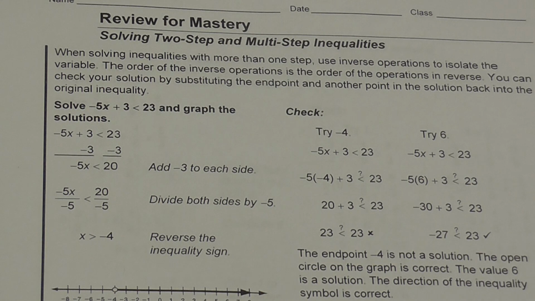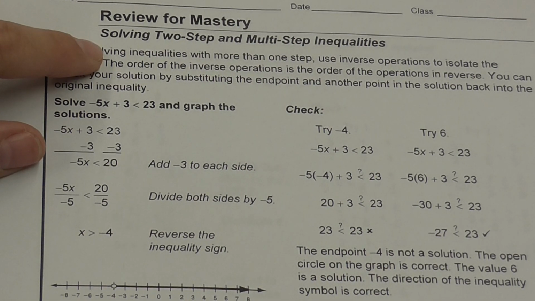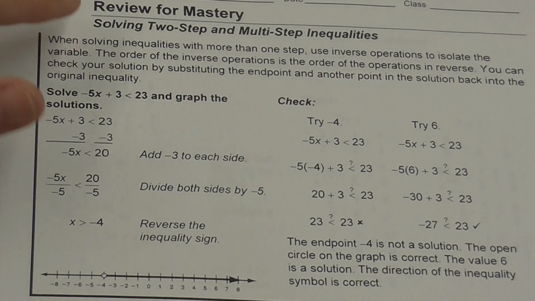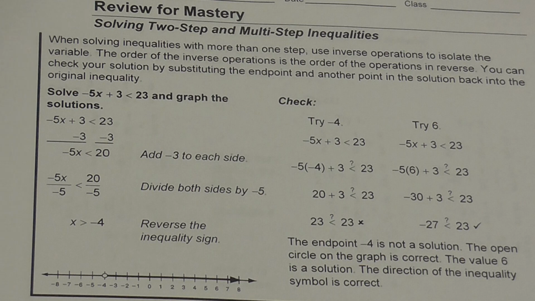So the order of the inverse operation is the order of operations in reverse. That's the same sentence we've seen a whole bunch of times now. You can check your solution by substituting the endpoint and another point in the solution back into the original inequality. That is just saying pick a point and plug it in and see if it works.